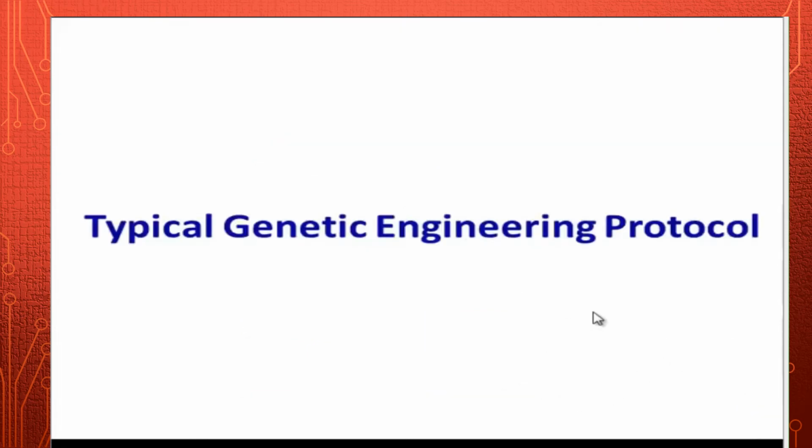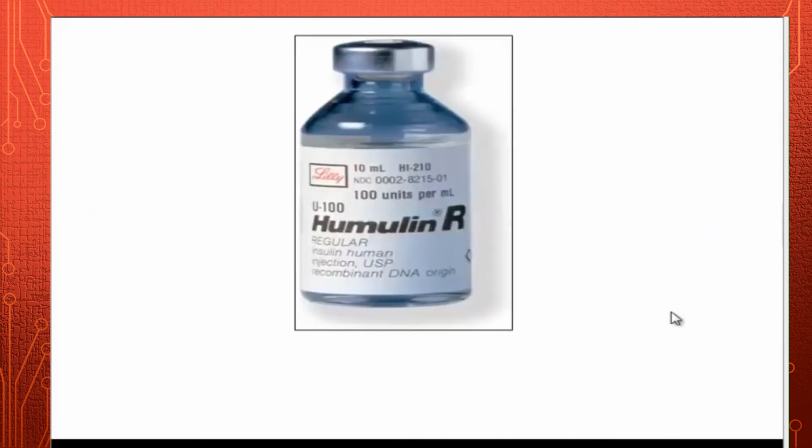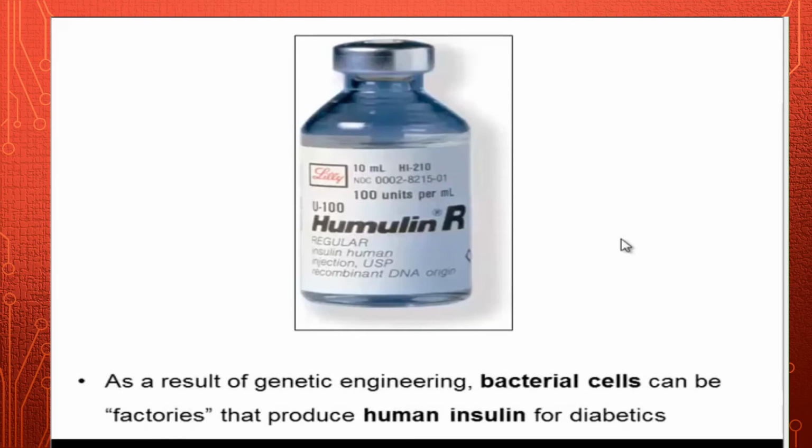And we're going to use a particular example, a very commonly used example of genetic engineering. And this example involves the use of bacteria to be human insulin factories. That's right, because of genetic engineering, we can make bacterial cells produce insulin that's not bacterial insulin, that's human insulin. And then we can bottle that insulin and give it to diabetics. So here's how it works.